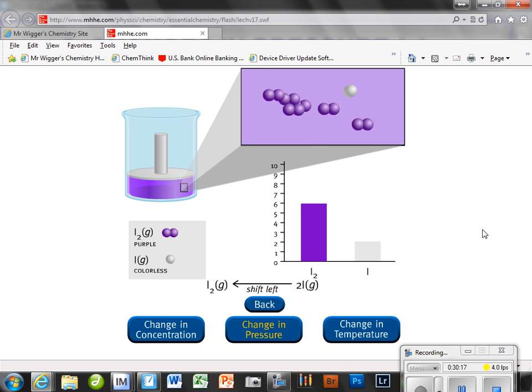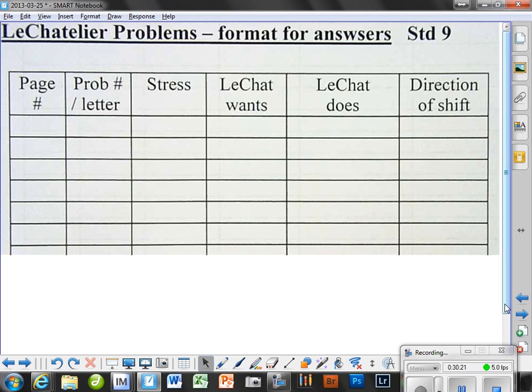Now, let's go ahead and see how this works out. I'm going to write the equation again, and we got I2 on one side, and we're going back and forth with I, which has a coefficient of 2. Alright, so here's the stress. And this is the animation again. ANIM, I'm going to abbreviate. And we're doing the pressure. Okay, so let's raise pressure. So we're going to put pressure up. And LeChat wants to do what? Come on, what's LeChat want to do?